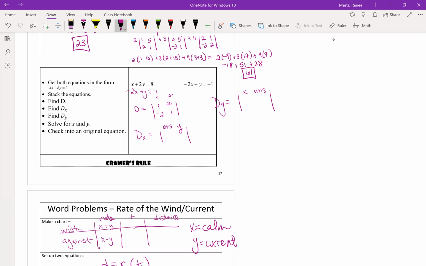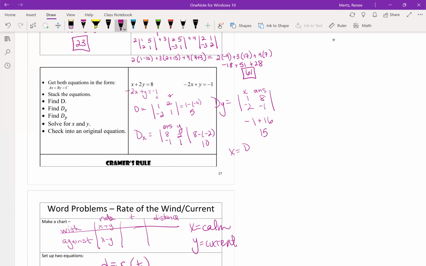So the answers to the equations are 8 and negative 1. And then the y values are 2 and 1. For d of y, the x values are 1 and negative 2. The answers are 8 and negative 1. So d is 1 minus negative 4 or 5. For d of x, I get 8 minus negative 2 or 10. And for d of y, I get negative 1 minus a negative 16. So plus 16 to get 15.